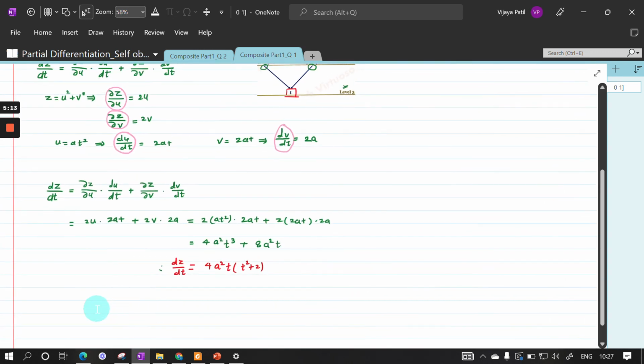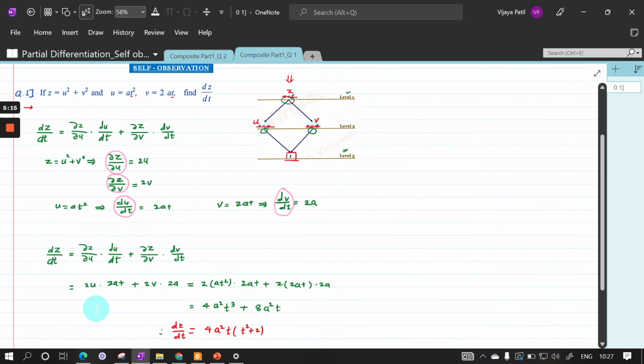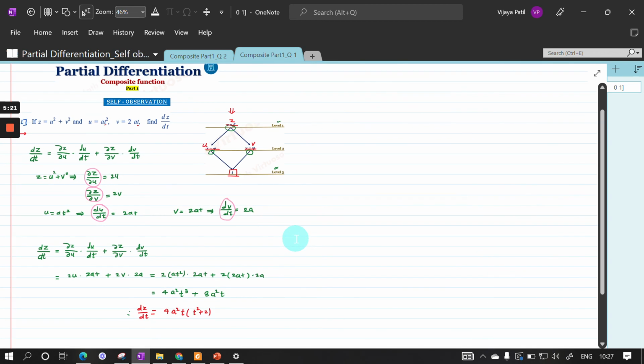Let me show you the entire thing at one go so that you can have it with you. So this is all about composite function part 1, question number 1.